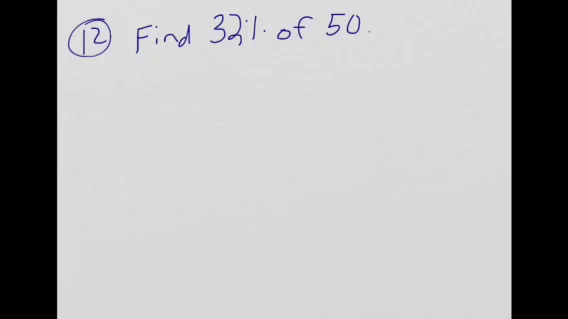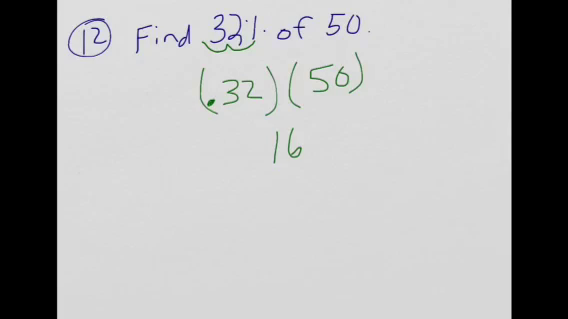All right, now we're going to go ahead and find 32% of 50. To do that, we're going to change the percent to a decimal. So we're going to move the decimal 2 places to the left. So it's going to be 0.32. Change the word of to a multiplication sign. And actually, let's go ahead and we're going to use our parentheses and then 50. So when we multiply 0.32 times 50 on our calculator, we're going to get 16.